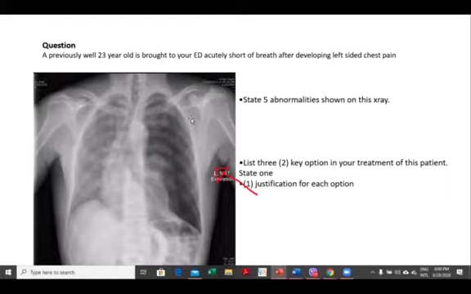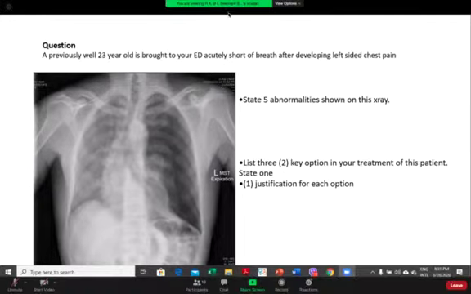What are the abnormalities? This is a simple, easy X-ray. It shows some specific signs in this one, but there are enough findings you can detect. What are the abnormalities? What is the diagnosis?